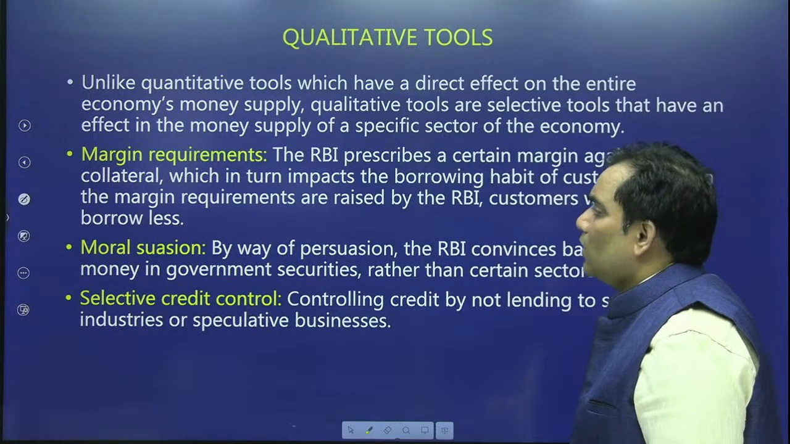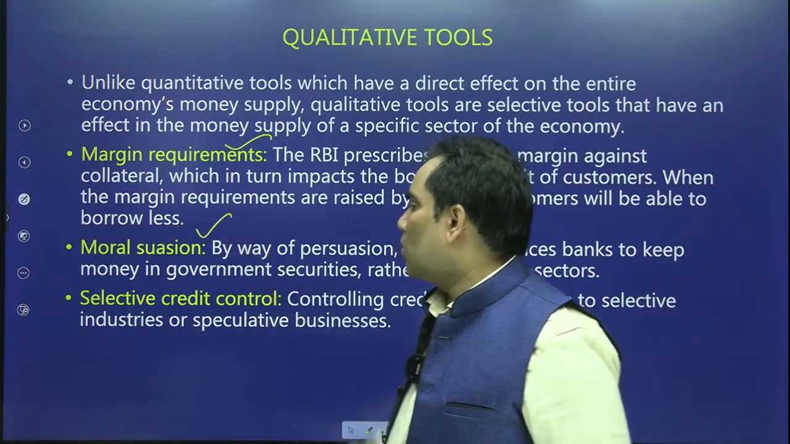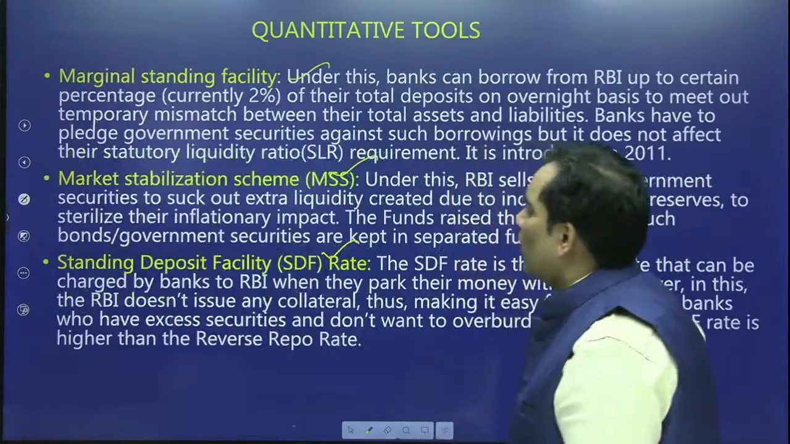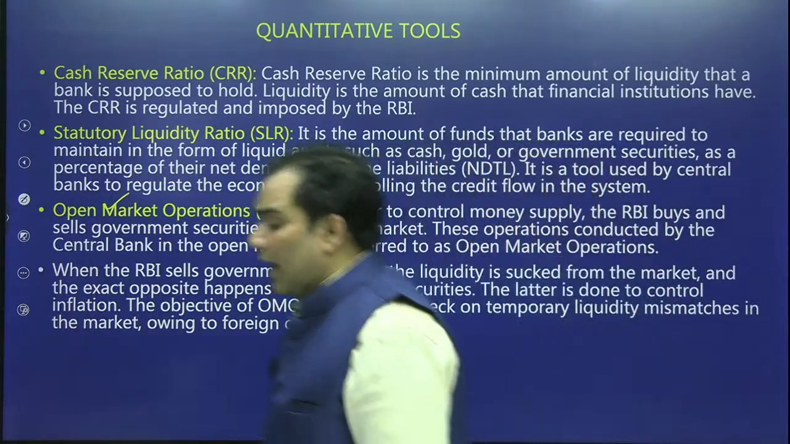And under the qualitative tools, there is marginal requirement, there is moral suasion, and there is selective credit control. We will discuss all these one by one, and we will understand it in great length and breadth.